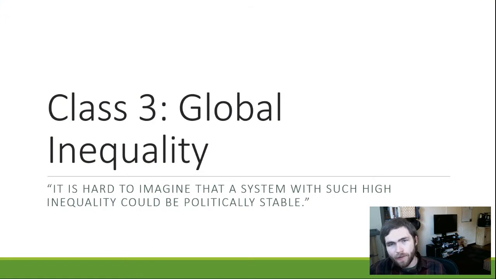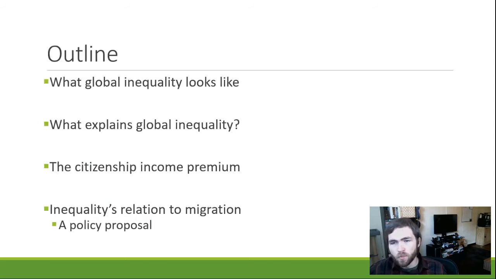And so, just to give you an idea of where we're heading with that, we're going to start by looking at what global inequality actually looks like. Talk about some explanations of global inequality and something called the citizen income premium. And then we're going to wrap up by talking about its relationship to migration, which I think is very important, especially in this kind of era where there seems to be a lot of resistance to allowing people to migrate.